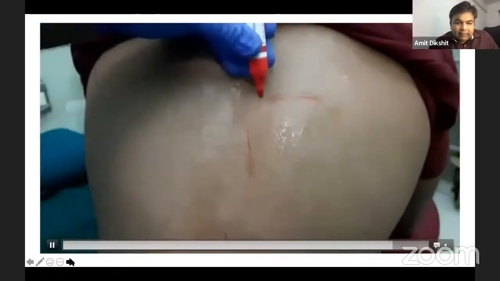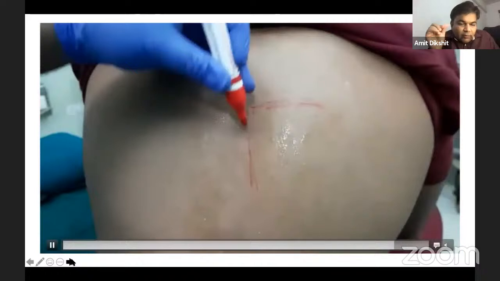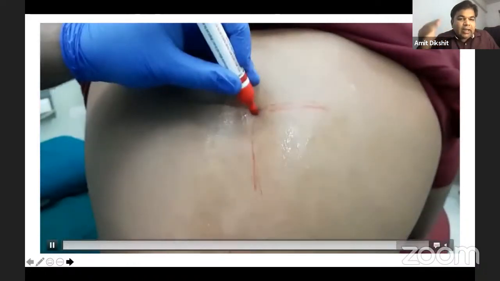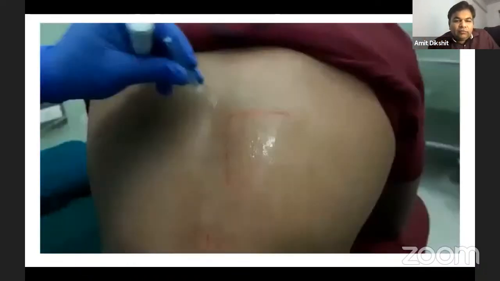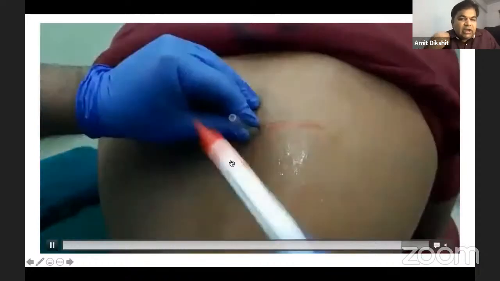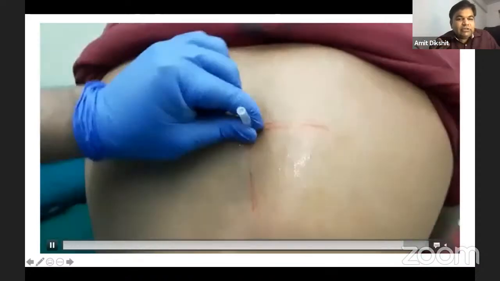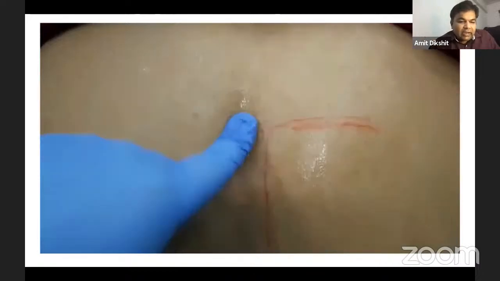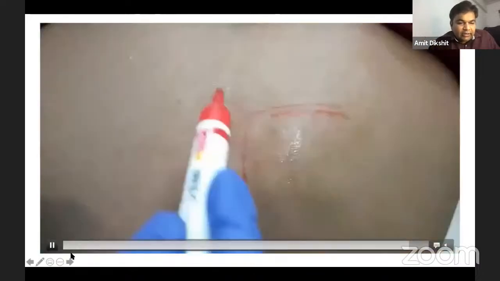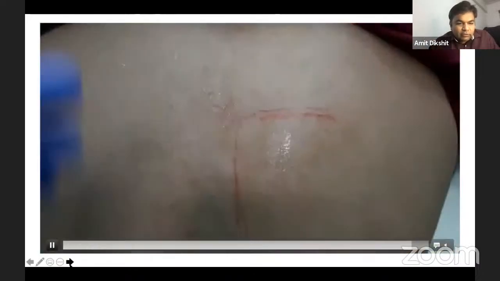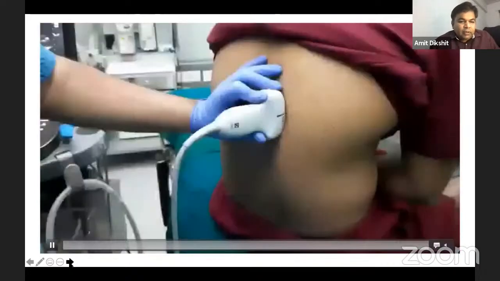Success rate increases dramatically. Sometimes the posterior complex can be confused as the overlapping lamina. And what we have found is when we tend to see the anterior complex as well as the posterior complex, the success rate is much higher. So it is a good idea to try to look at the anterior complex as well.